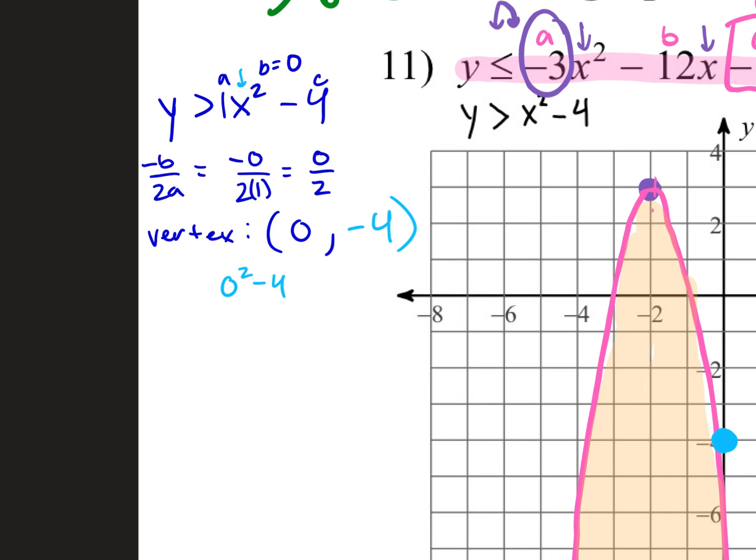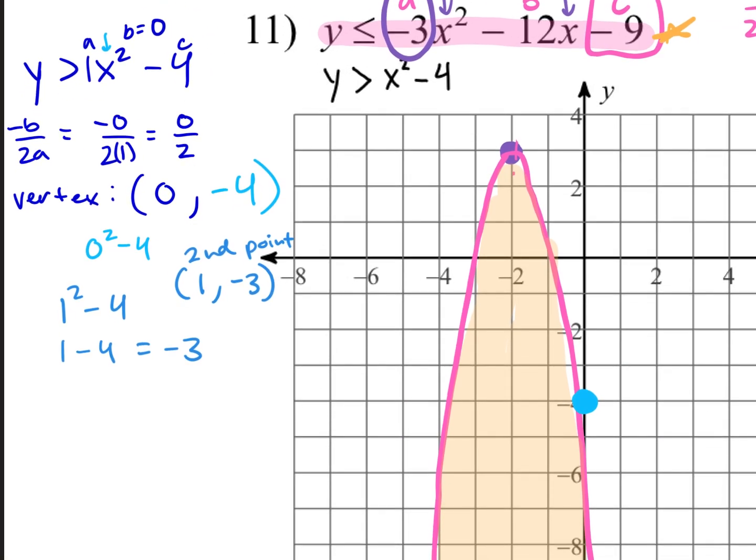You can plug in any number you want, but remember, the farther away from your axis of symmetry that you go, the bigger the numbers are going to be, which will probably end up off your graph. So let's pick 1. So we have 1 squared minus 4, which is 1 minus 4, which is -3. So we plugged in 1 and got -3. So this is our second point. So we're going to go to the right 1 and down 3.